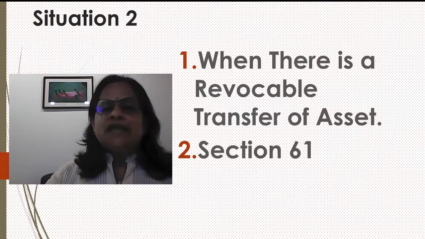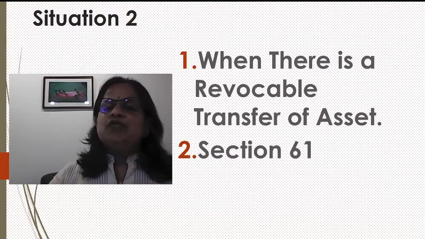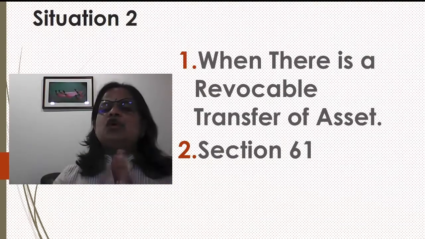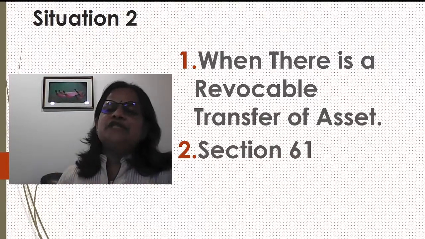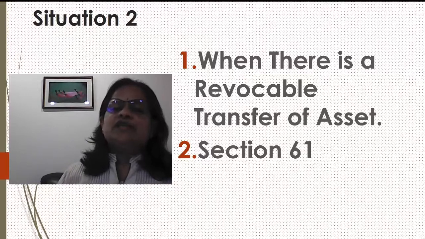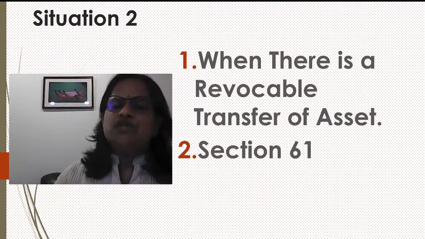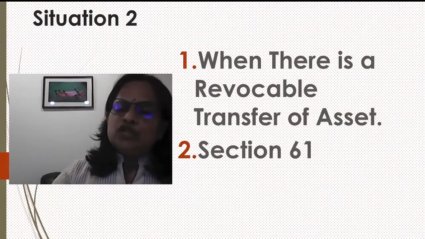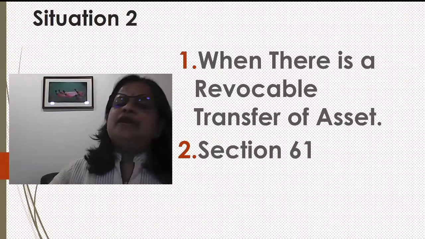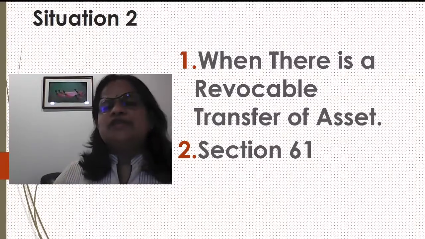Second situation, when there is a revocable transfer of asset. Revocable transfer, you know the meaning: after some time you can change the situation. For example, taking an example between a husband and wife who is not working, then for the time being the husband can transfer a house property to the wife's name.